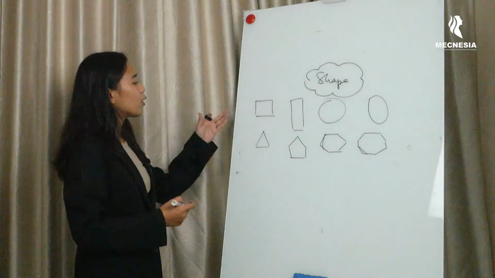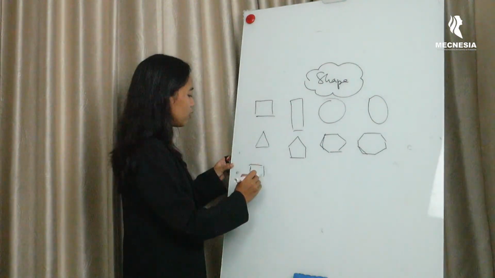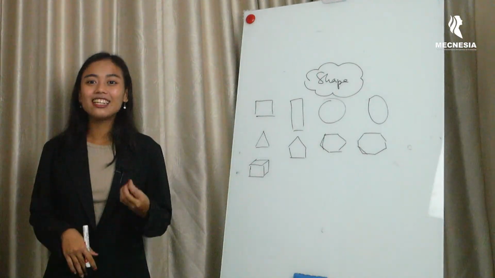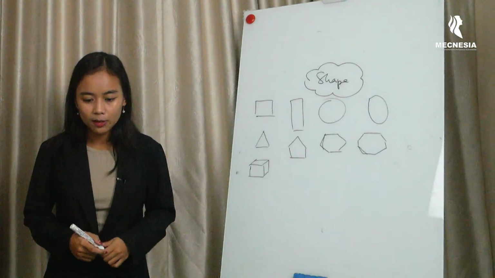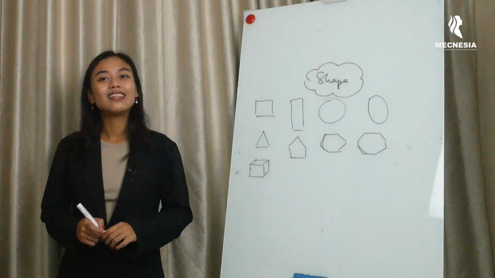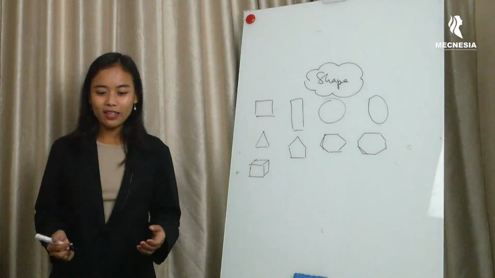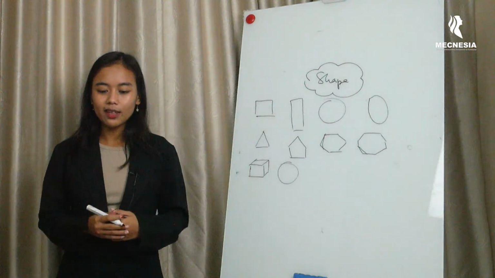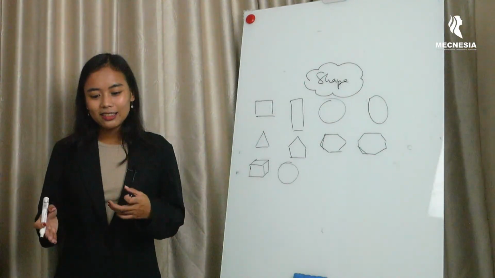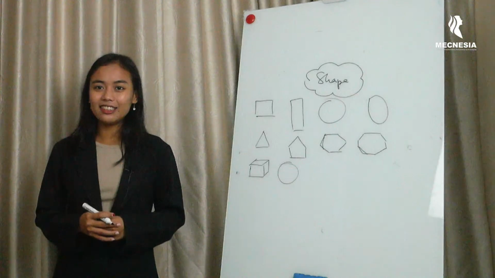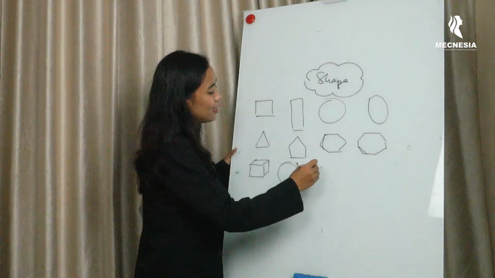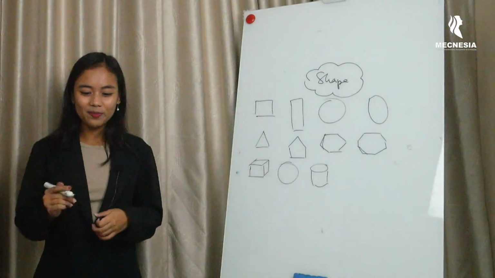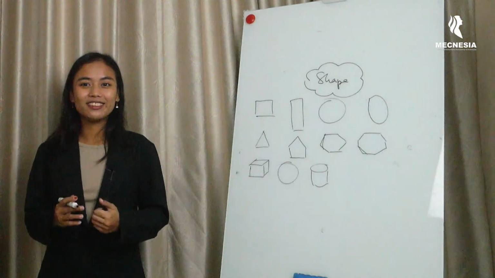Kalau kotak tadi square, kalau dia kubus, it's cube. Let's say it. Cube. Next is sphere. Bulat seperti bola. The next one is cylinder. One more time. Cylinder means cylinder. Next we have cone.